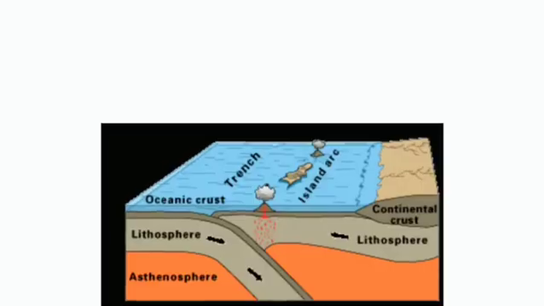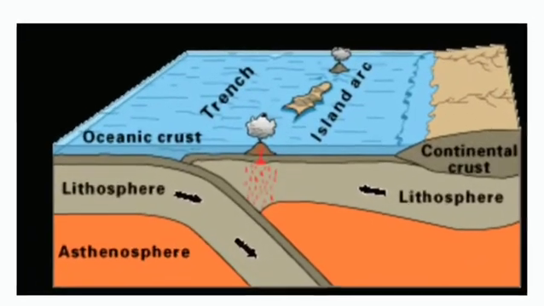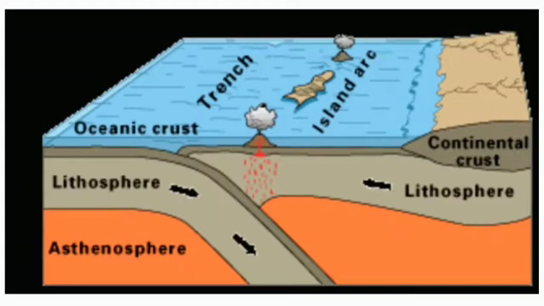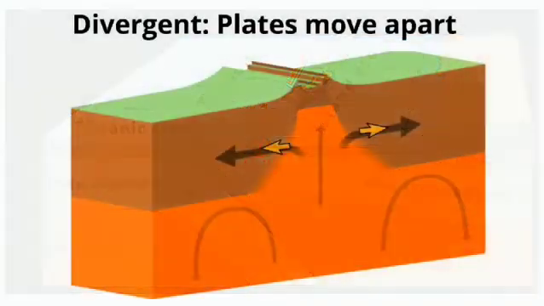Ocean-to-ocean collisions occur when 2 plates of oceanic crust collide. The older, more dense plate subducts under the younger plate, and as a result, the crust melts and creates an island arc. Next, you have divergent boundaries.